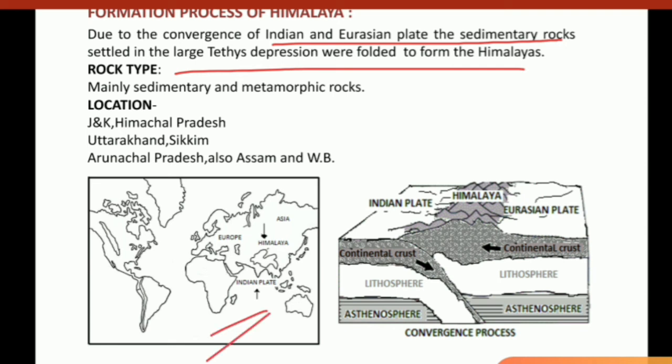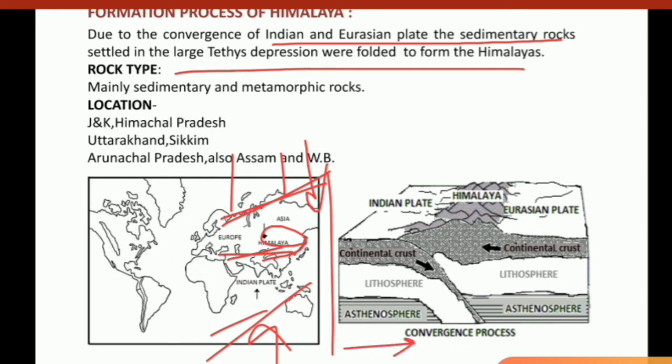Here we have India as the Indian plate and in the north we have Europe and Asia together as the Eurasian plate. When these two plates are moving towards each other, they make a convergent plate boundary, and here we have a depression known as the Tethys Depression. The sedimentary rocks settled in the large Tethys Depression were folded to form this kind of folded structure like the Himalayas. Just have a look at this picture.